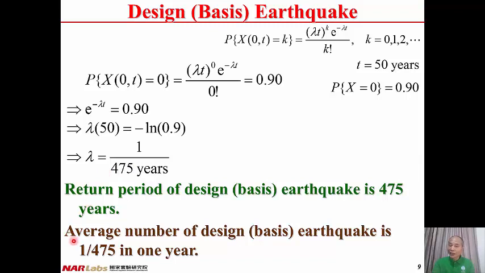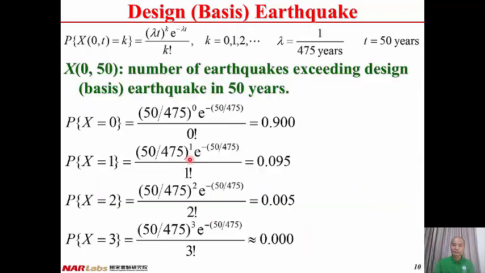Lambda is the average number of earthquakes exceeding the design earthquake, which is 1 over 475 years. Therefore, on average, there will be one earthquake exceeding the design basis earthquake in 475 years. Therefore, the return period of the design basis earthquake is 475 years. And that's the definition of the Poisson distribution, with lambda equal to 1 over 475 and T equal to 50 years.